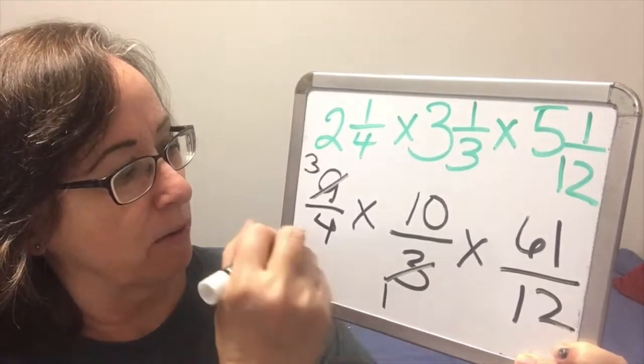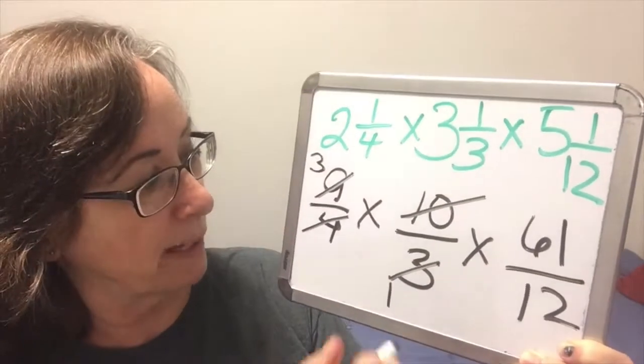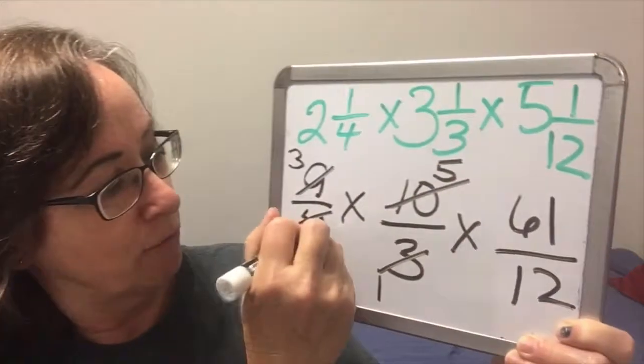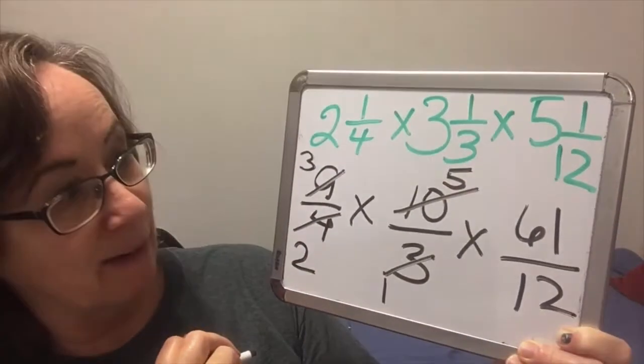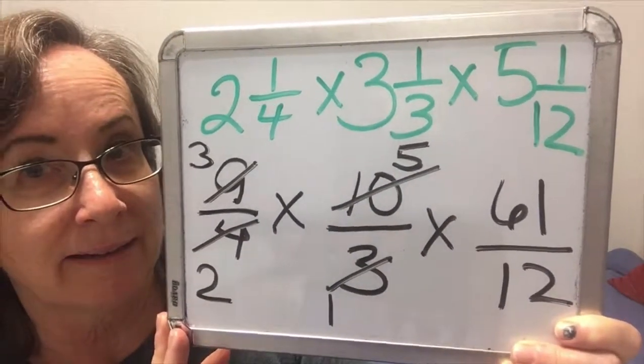Now we're going to take a 4 and a 10, which are both divisible by 2. 10 divided by 2 is 5. 4 divided by 2 is 2. Now I still see one more thing that I can simplify. Do you see it?